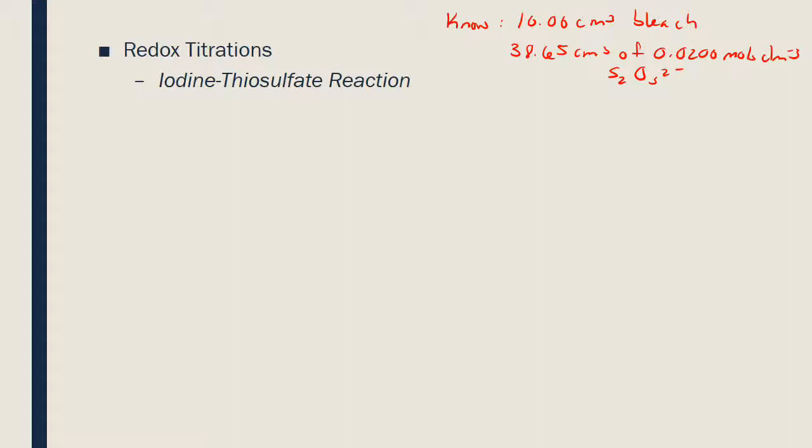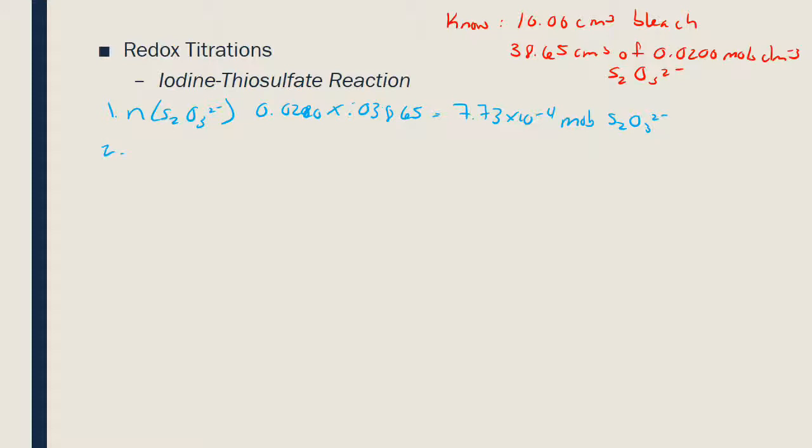We're always going to the mole. When in doubt, go to the mole. So let's do that. We want to know how many moles of thiosulfate reacted in this titration. We know we had 0.020 multiplied by the volume we used, and we are going to find that 7.73 × 10⁻⁴ moles of thiosulfate reacted during this titration.